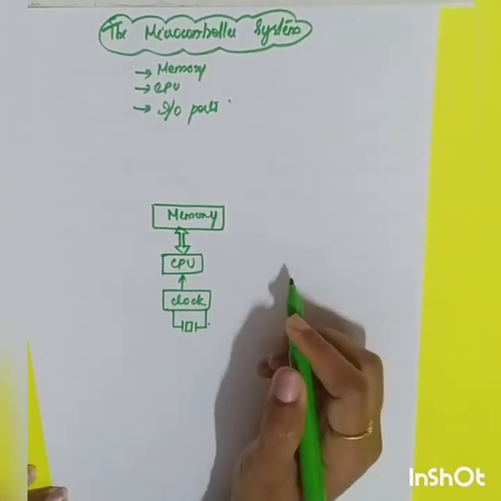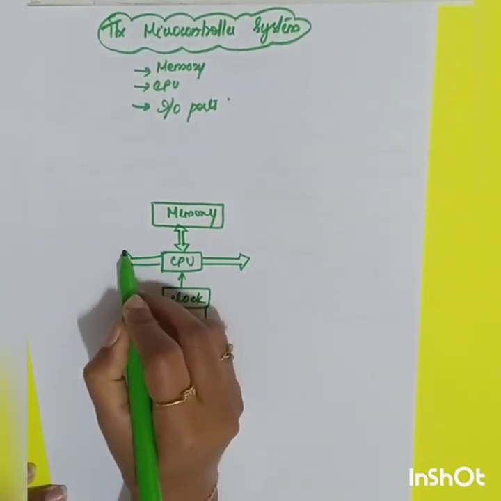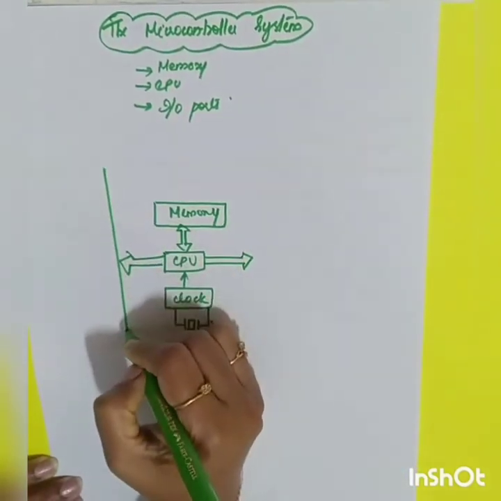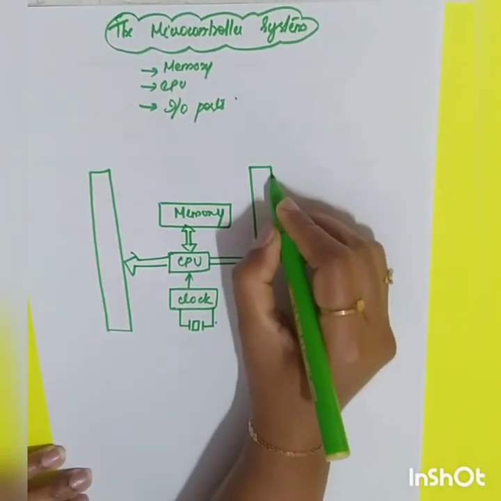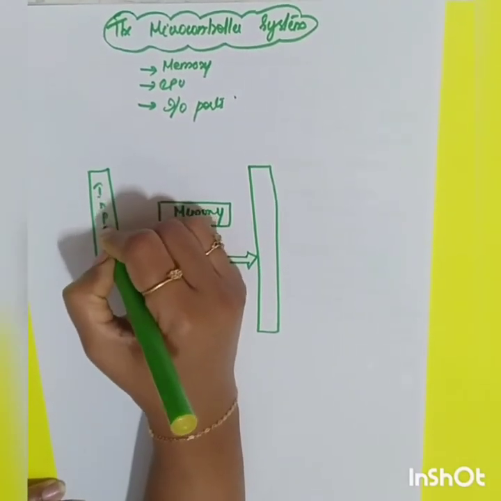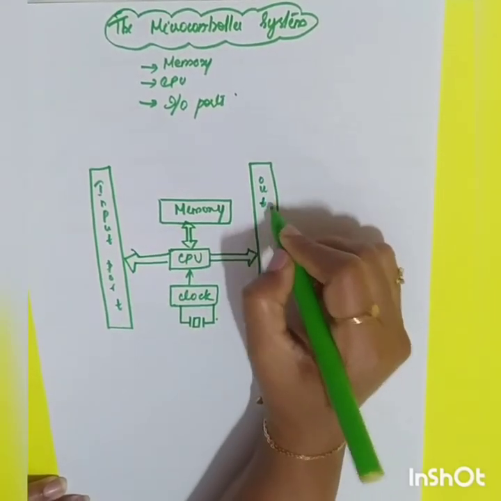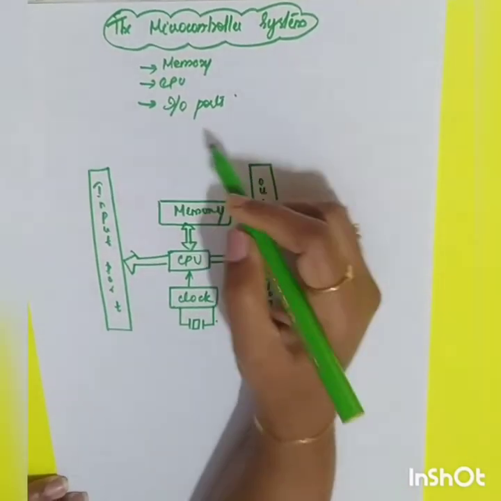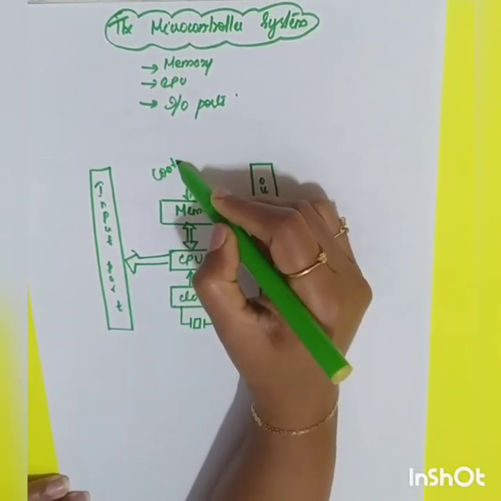Okay. It will be connected on both sides to the input port and the output port. So this is going to be your input port and the output port. So if I can write this as input port, and this is your output port. So the microcontroller will be controlled by your control program.